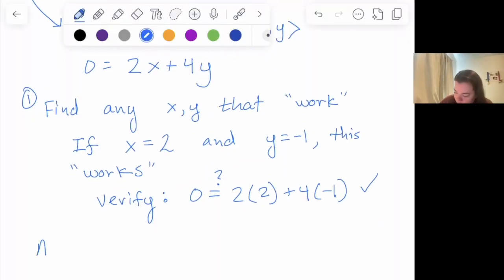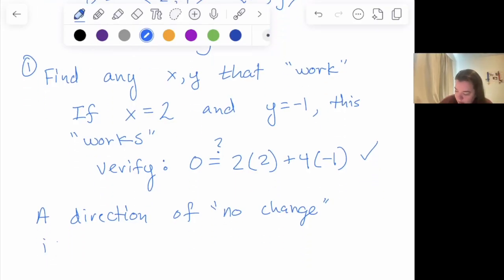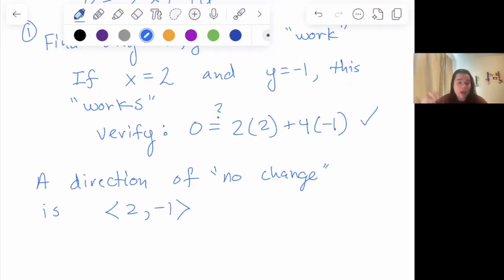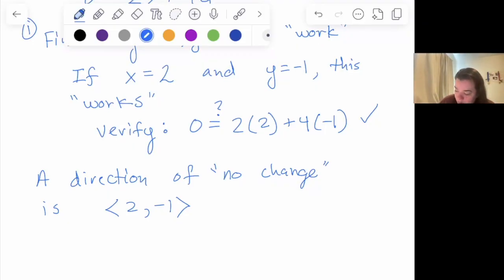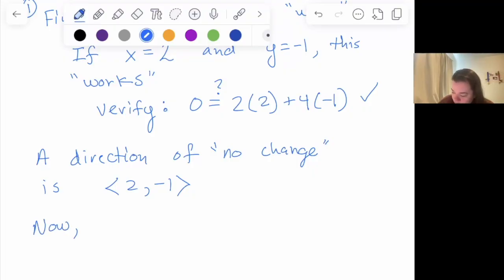So a direction of no change, right? 0 slope, that's what no change means. A direction of no change is 2, -1. That is one possible direction of no change. I could have used maybe a -2 and a +1. There's a second potential direction of no change. I just picked one of them because that's what the problem asked me to find. So I found a direction of no change. Now, make sure it's a unit vector. Make it a unit vector.